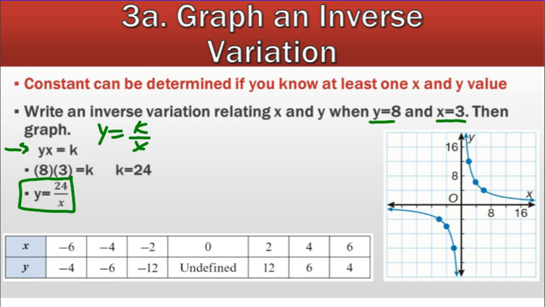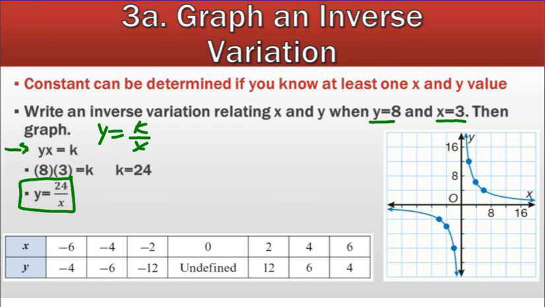So here, in order to stick with whole numbers, they use -6, -4, -2. They could have used 1, but if they used 1, then you're going to have a big y value of 24. So they're trying to keep the numbers small.